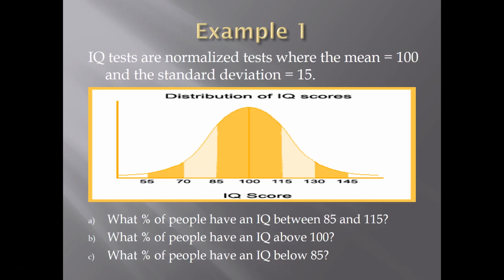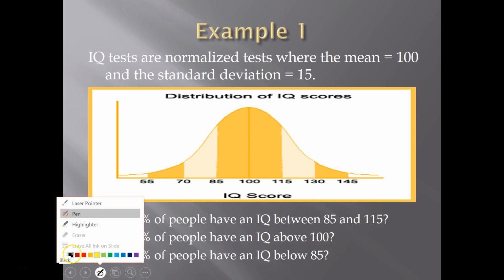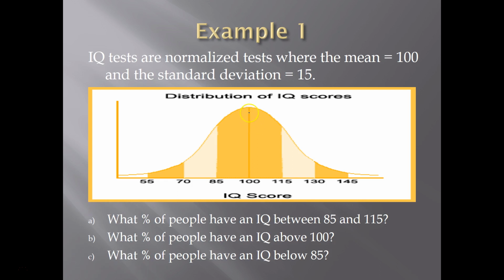So let's look at an example. IQ tests, I mentioned earlier, are normalized tests. These are standardized test scores. All right, so they are normed around the mean. So in an IQ test, the mean is 100 and the standard deviation is 15. So we've got our mean right there in the middle. That's, remember, the mean, the median, and the mode.